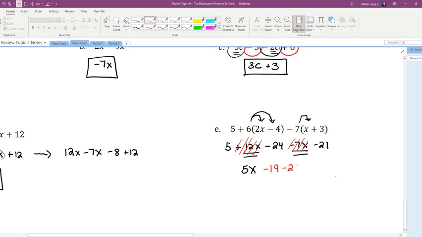And then I still have a minus 21, leaving me with an answer of 5x minus, and if we add those together, we get 40. They're both negative, right? So negative 19 minus 21 is negative 40. It's not 19 minus 21, it's negative 19 minus 21.